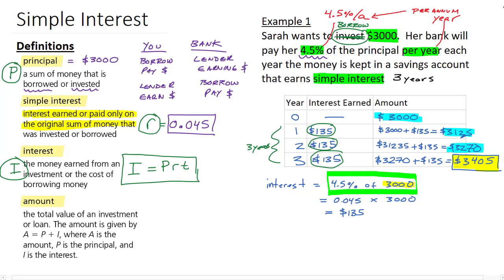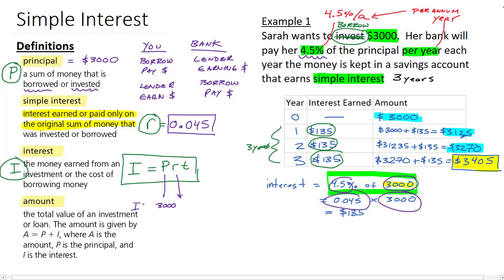Think about it. What did we do here? The principal, isn't that the $3,000? So in our case, it's $3,000 times the rate. Isn't that what I did over here? I just multiplied 3,000 by 0.045. So we already basically did this.